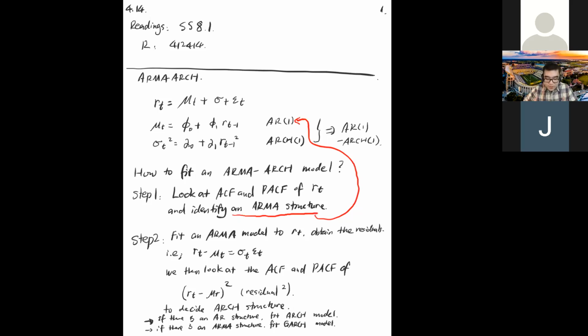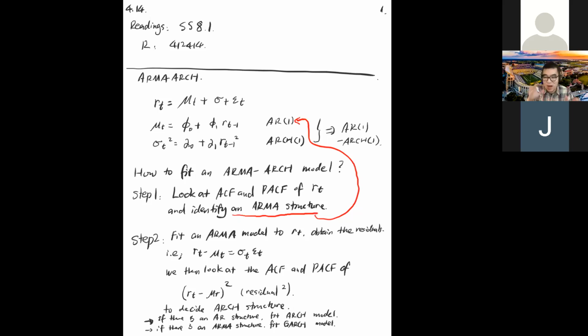Yeah, and in this very basic setup, if you find an MA structure, you probably ask what model I want to fit, and the answer is that you cannot fit an MA structure here. The reason is that it just does not work in the math. So if you find an MA structure in your squared residuals, you just go with the GARCH model. You just fit an ARMA model to that.